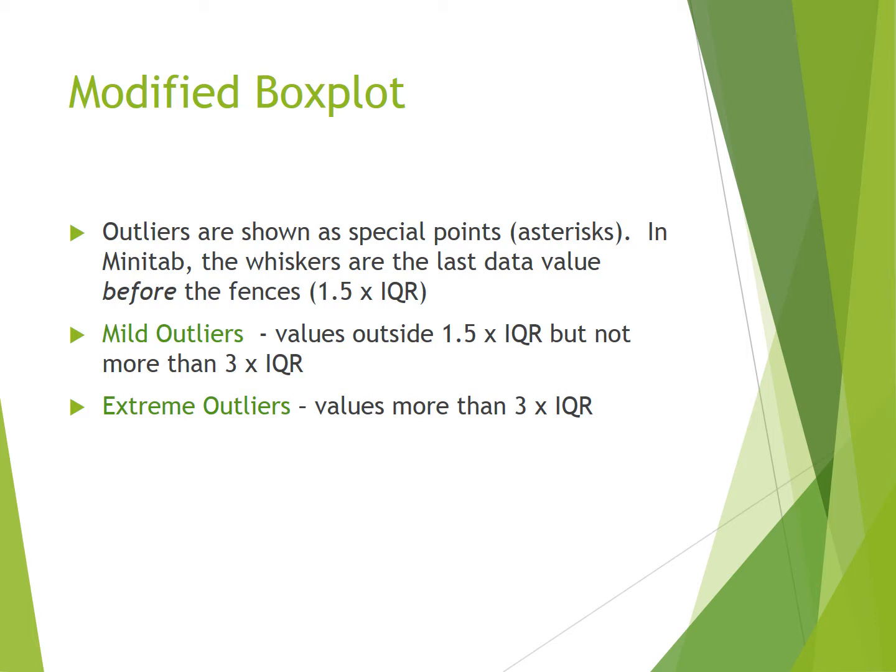And for values that fall outside of 3 times the interquartile range, you do the same thing: 3 times the interquartile range, subtracted from quartile 1 and added to quartile 3, sets up what's known as the upper and lower fences for extreme outliers. Minitab just uses the mild outliers, but some books talk about extreme outliers, and those are values more than 3 times the interquartile range.